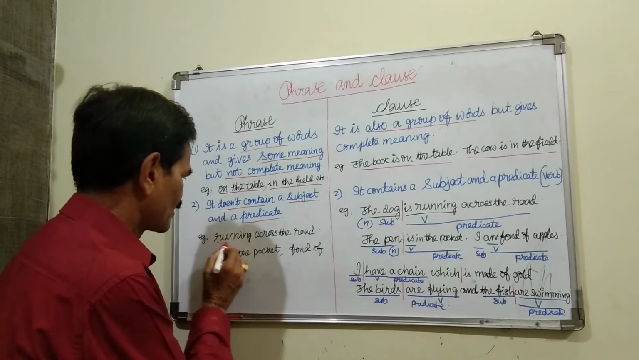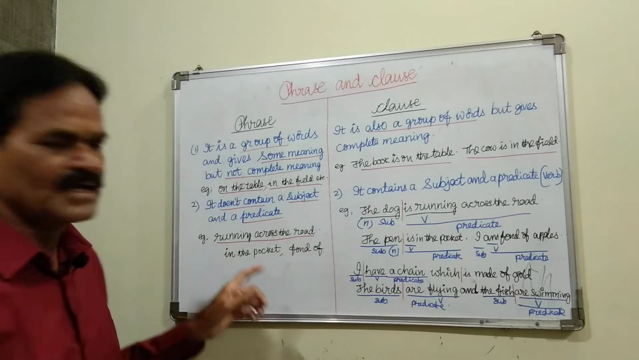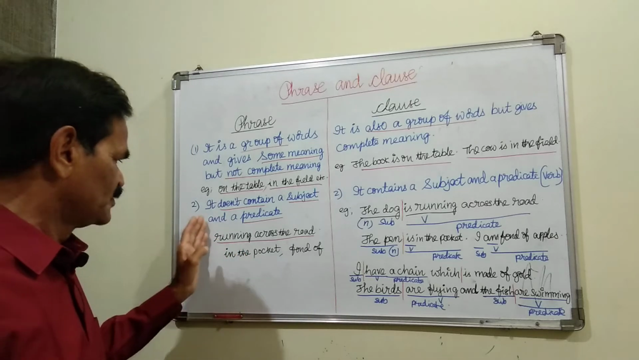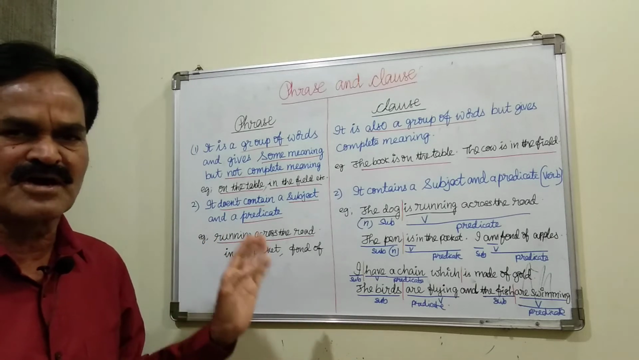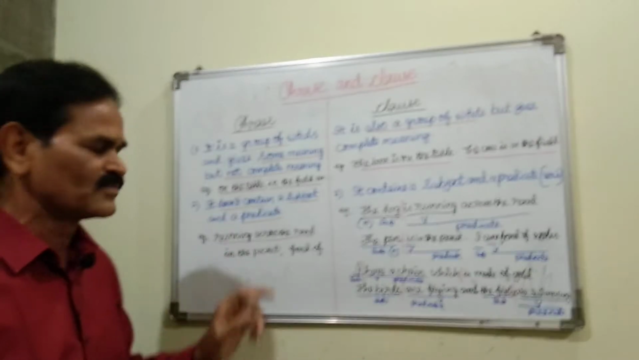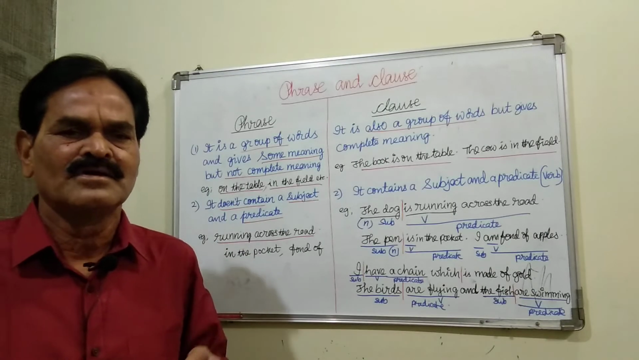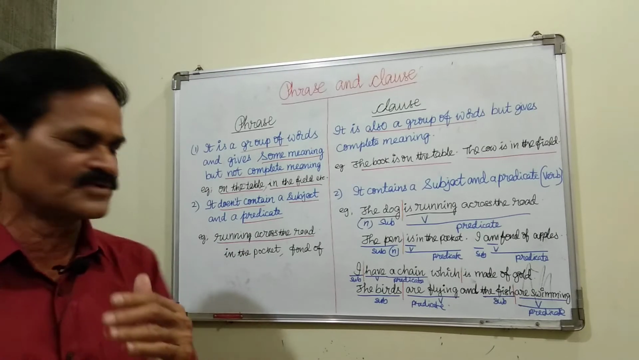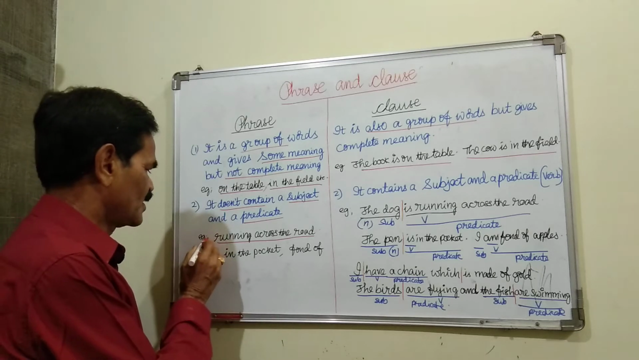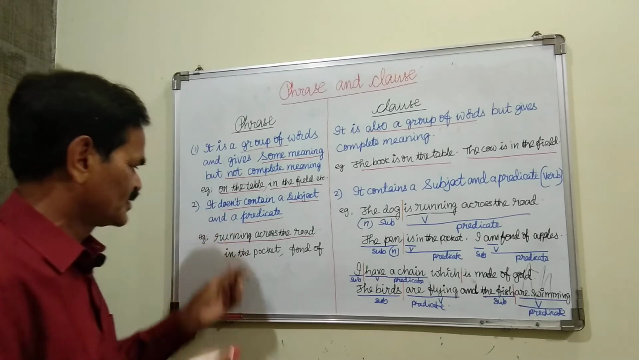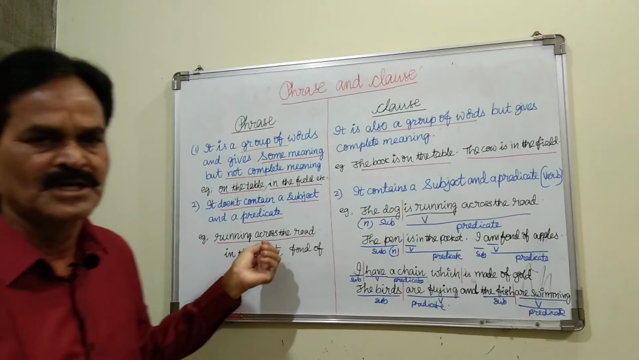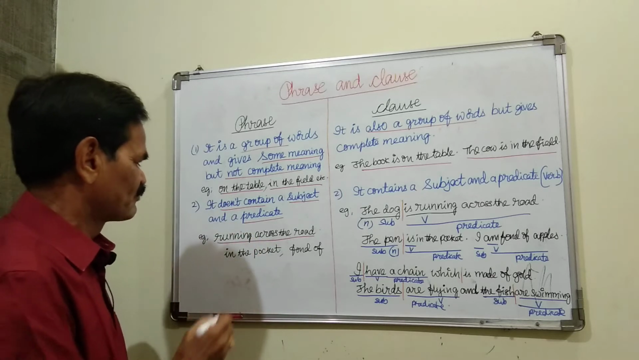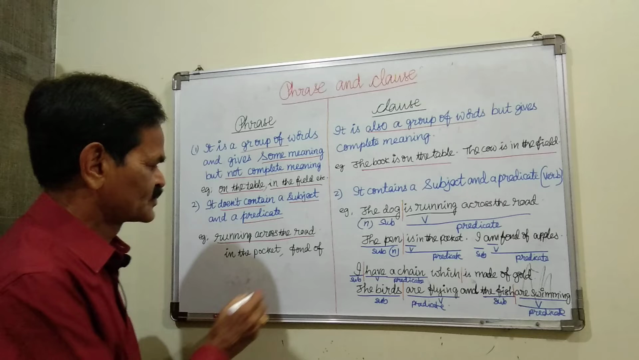Here also, running across the road. Running is a present participle. It cannot become a verb without a be form. Before this, if am, is, are, was, were is there, then it will become a verb. We cannot say I going to school; we say I am going to school, I am running across the road. Here am, is, are are not there. That's why it is not a verb, it is only a present participle. So it is only a participle phrase. And in the pocket, this is also a phrase.